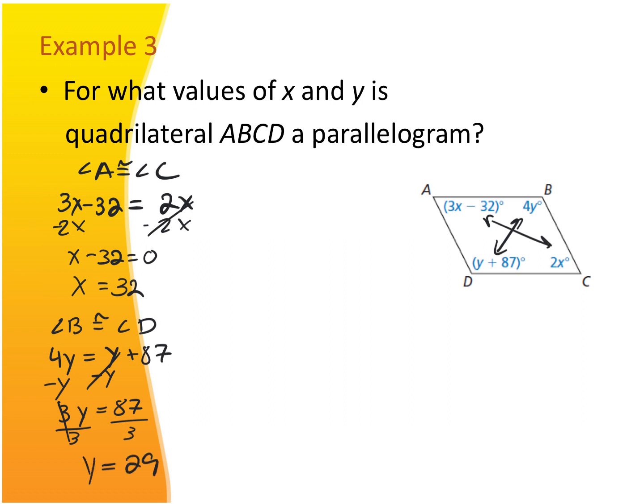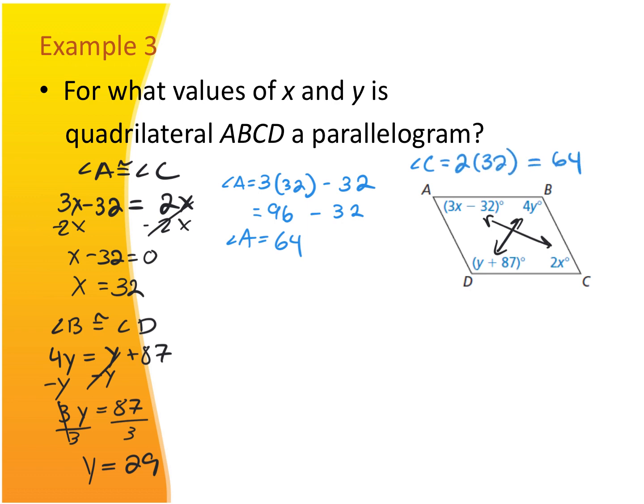Now let's plug them in just to double check our work. When we plug in x, for angle A, it's going to be 3 times 32 minus 32. So we're left with 96 minus 32, which gives us that angle A is equal to 64. When we plug 32 into angle C, it's 2 times 32, which gives us 64. Again, they are the same, so we know the x works.